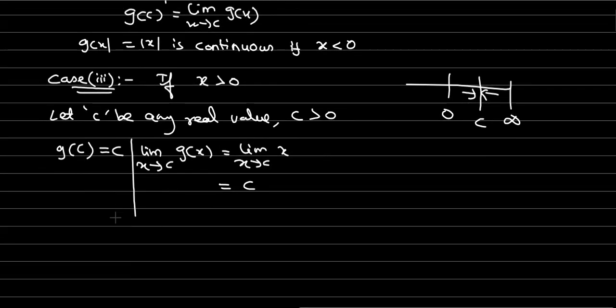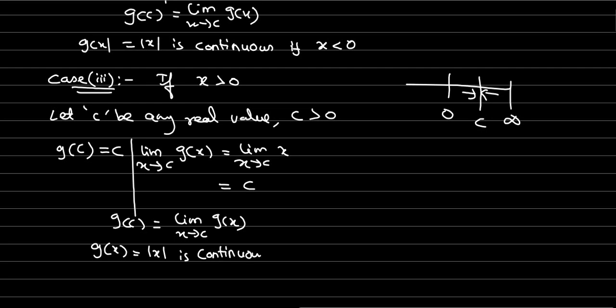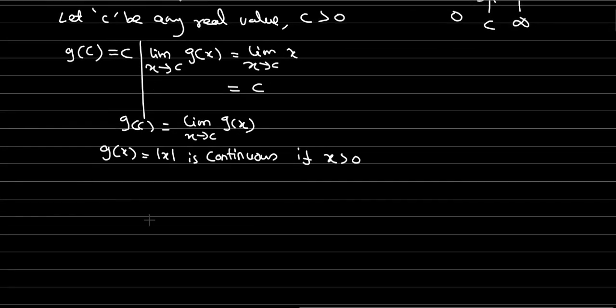So here we have g of C equal to the limit as x is approaching C of g of x, both are the same. So from this case 3 result we can say that g of x equal to modulus of x is continuous if x is greater than 0. Now from all three cases, what is our observation? We can say modulus of x is continuous for all the real values.